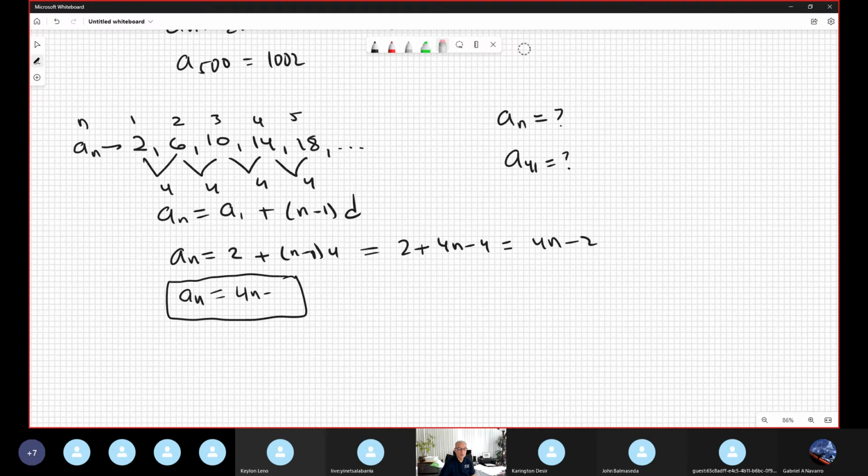And this formula allows me to compute any position inside the sequence. Suppose I want to compute position 41. Okay, let's do it. A sub 41 is equal to 4 times 41 minus 2, which is 162. Boom. Final answer. Clear?